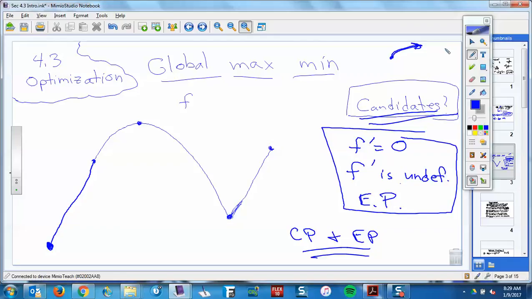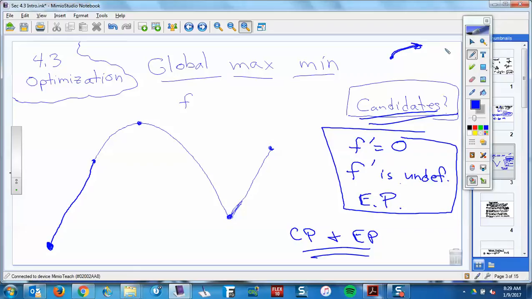Now, if you look at section 4.3 in your book, down at the bottom of page 234, they've got some discussion about stationary points and critical points. If the derivative is 0 or is undefined, that's a critical point. If it's just the derivative is 0, then it's a stationary point. So we already talked about that. And at the bottom, it lists something called the extreme value theorem, which we're going to talk about more later in the chapter.